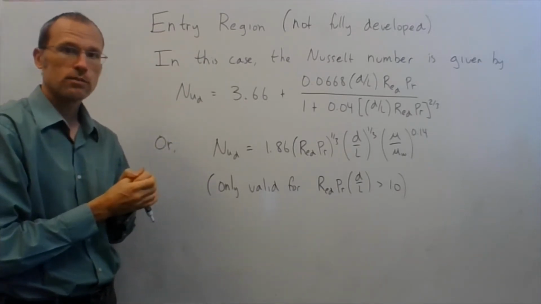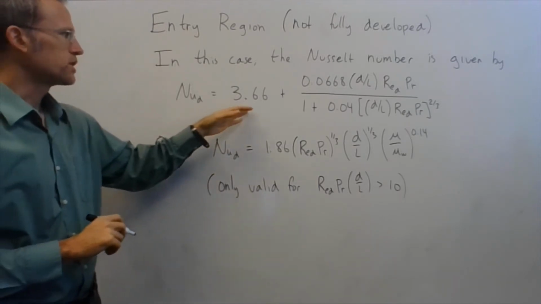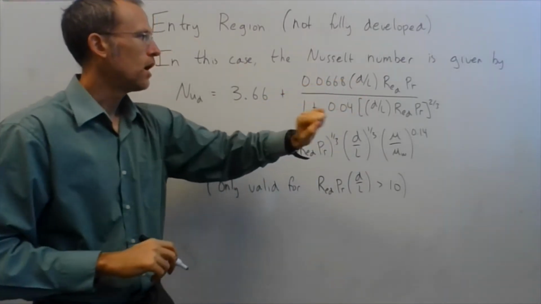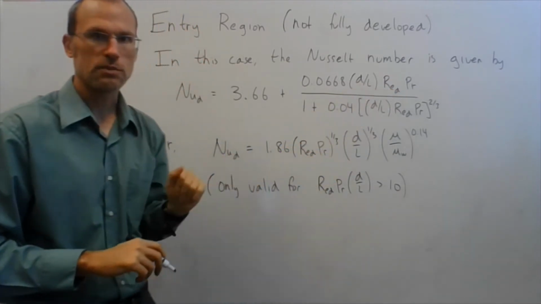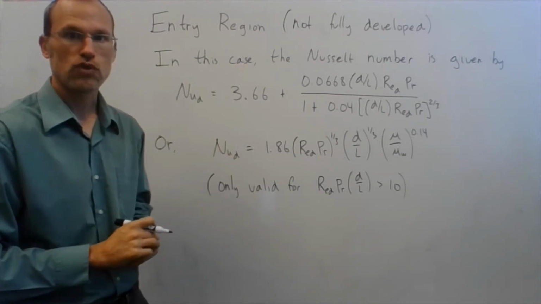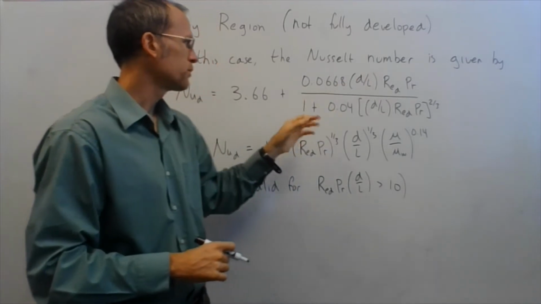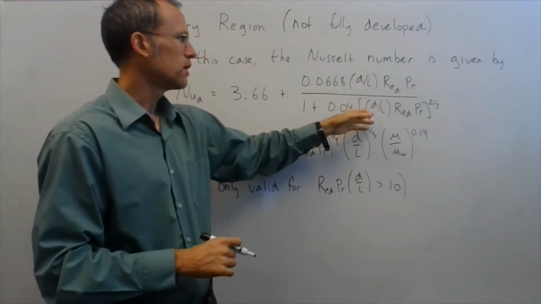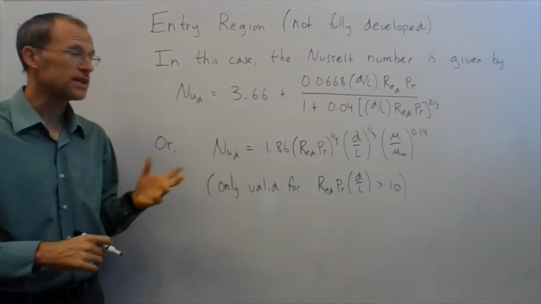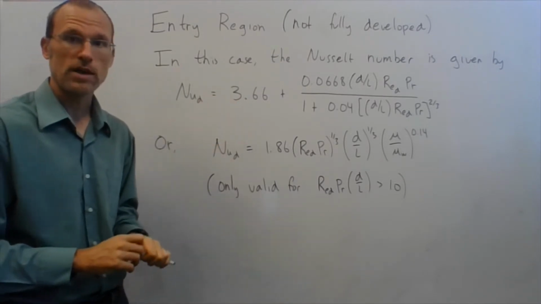Again, we have equations for the Nusselt number. Nusselt number, based on diameter to be specific, is 3.66 plus 0.0668 D over L, Reynolds number, Prandtl number, over 1 plus 0.04 times (D over L, Reynolds number, Prandtl number) to the 2/3 power. Reynolds number is based on diameter, just to be specific, because it could be based on length or diameter, but usually in these circular problems it's always diameter. Now these are fairly complicated in the entry region, so they are done experimentally.